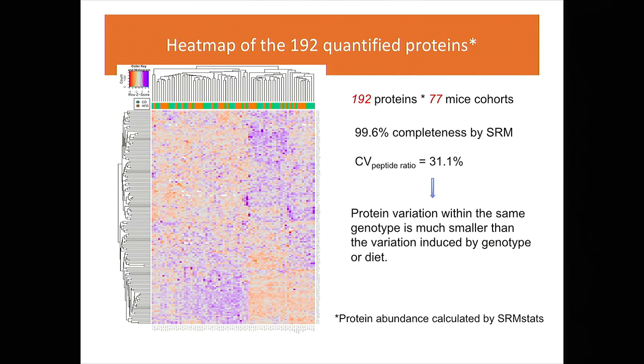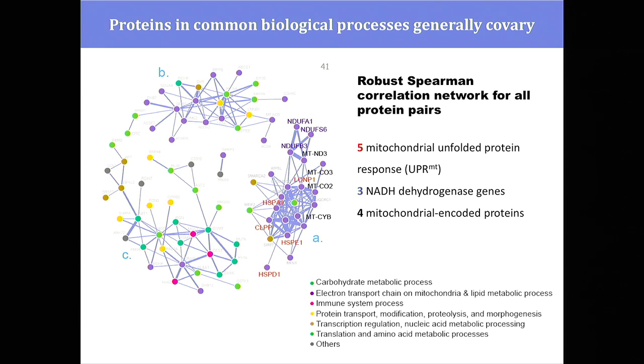So you see that the protein variation within the same genotype is much smaller than the variation induced by genotype or diet, which is what we would expect. That basically means we can see biological signal. Now again, we have 192 proteins. They were carefully, or somewhat carefully, selected with some intent to learn something about biological processes. And we can now ask again, what do these proteins tell us? Exactly as we could in the case of the flies.